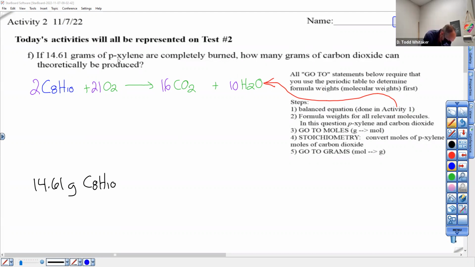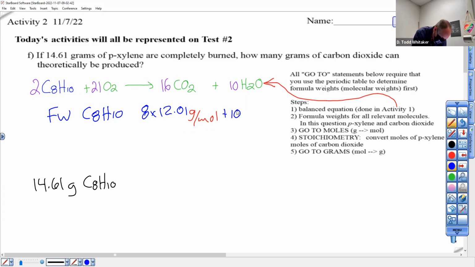So FW, C8H10. I'll do it again, you know. Where do I get the numbers to do this? Periodic table. And what are the units of these numbers? Grams per mole. We cracked the 10 barrier. And hydrogen, 10 of them, times the molecular weight on the periodic table, 1.008. And what are the units of those numbers on the periodic table? What are the units? That's a description of it. Grams per mole.